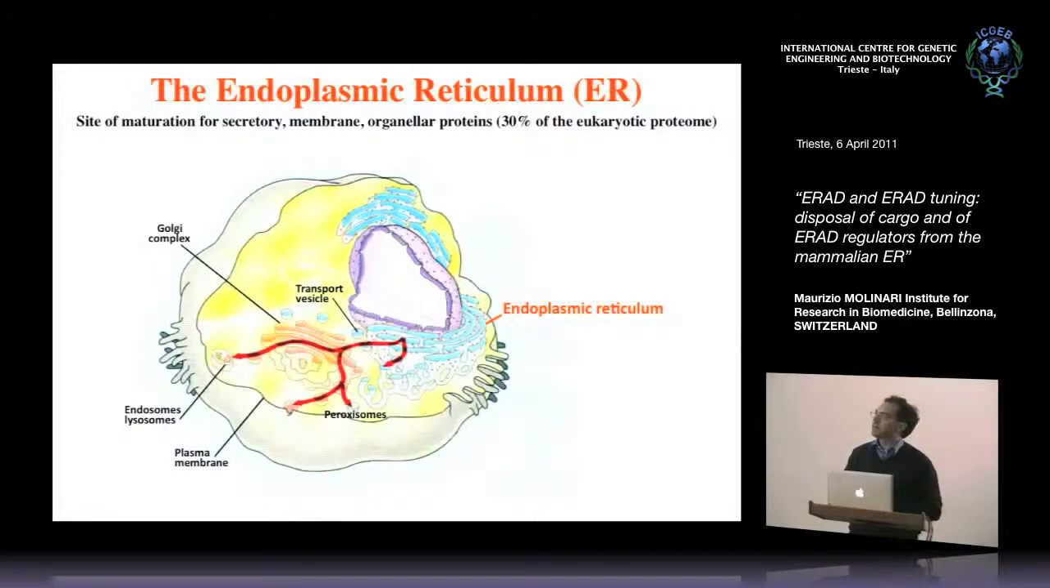Also expressed in this compartment are all proteins that are active, or the vast majority of proteins that are active at the cell membrane: channels, transporters, receptors. Also all proteins that are active in the secretory and in the endocytic pathway compartments, for example, Golgi proteins or lysosomal proteins, are all expressed in the endoplasmic reticulum and then transported there. And we are studying what happens in there.